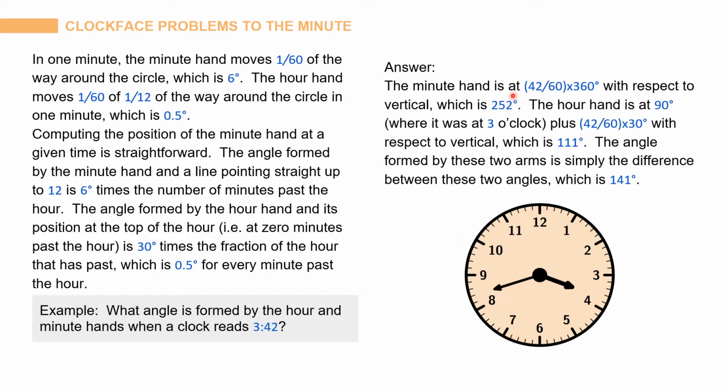So the minute hand is at 42/60 times 360 degrees with respect to 12 o'clock, which is 252 degrees. The hour hand is at 90 degrees when it's at 3 o'clock, and then it moves 42/60 times 30 degrees with respect to vertical. So this is at 111 degrees with respect to 12 o'clock, and therefore the angle formed between them is 252 minus 111, or 141 degrees.